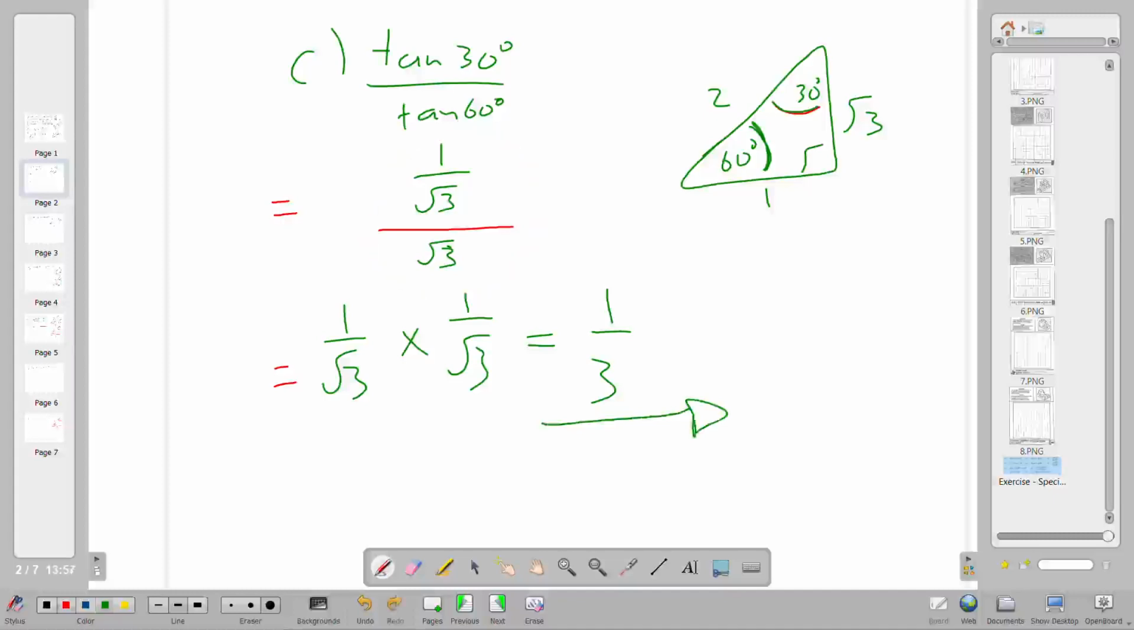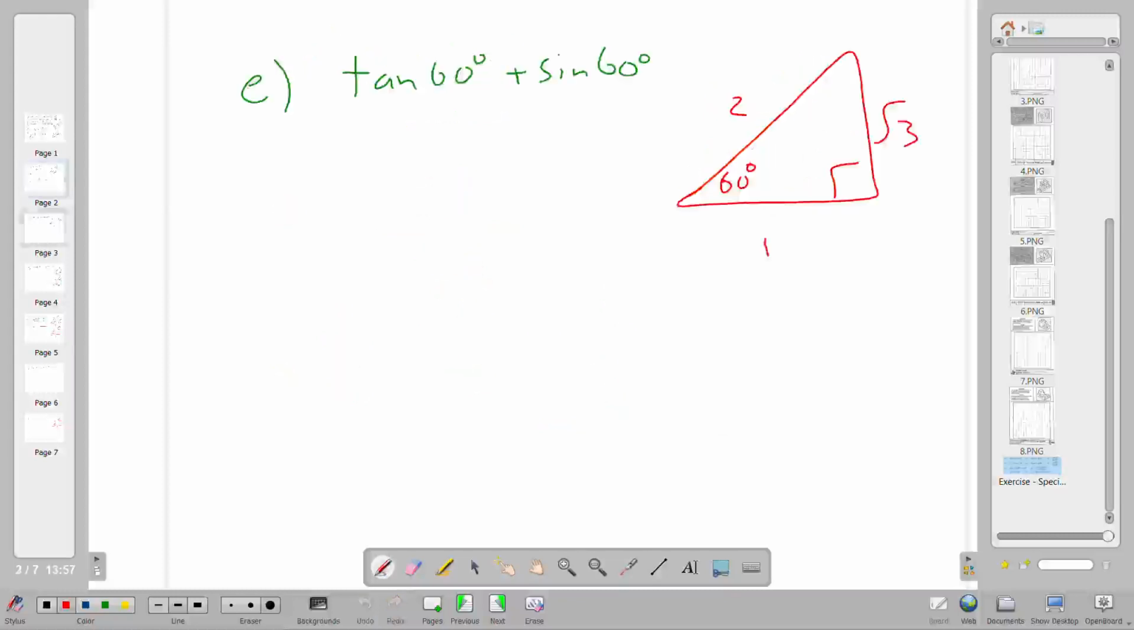Okay. And how did I get times 1 over root 3? Remember, if I have something at the bottom of a fraction, I can take the reciprocal or the opposite of that fraction. So this is root 3 over 1. I just flip it around and multiply. Okay. And that's how I get to 1 over 3.